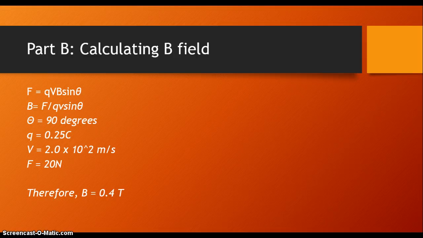The givens were Q equals 0.25 coulombs, V equals 2.0 times 10 to the power 2 meters per second, and the force equals 20 newtons. Therefore, if we plug in the numbers into the formula, we get that B equals 0.4 T.